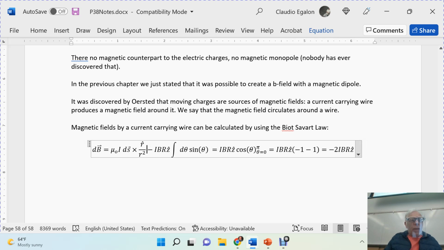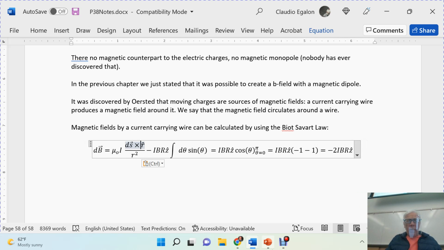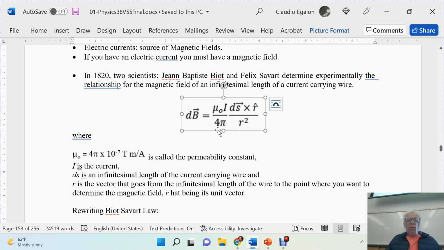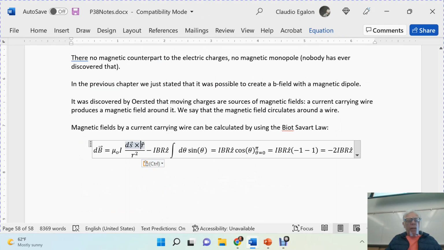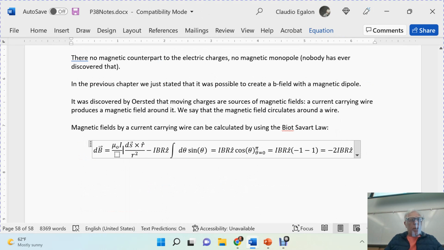Here you go. We can put this ds upstairs. It's a very good thing if you memorize that, because we're talking about a physics law. There's a 4 pi downstairs. Remember the inverse of the square of the distance, right? 4 pi. Biot-Savart law.